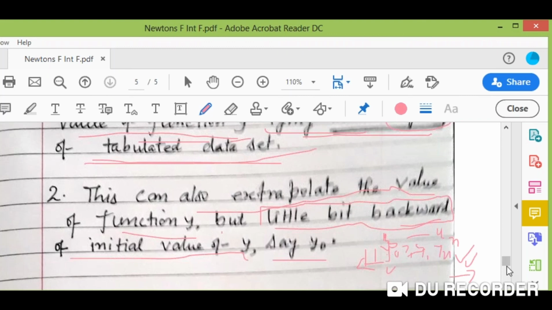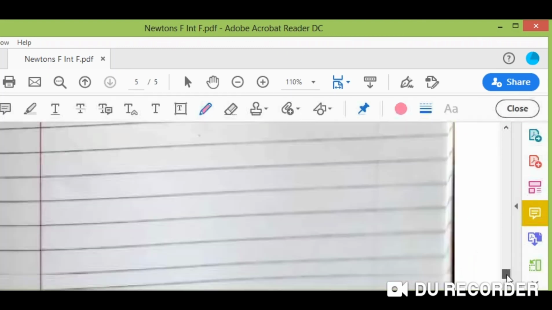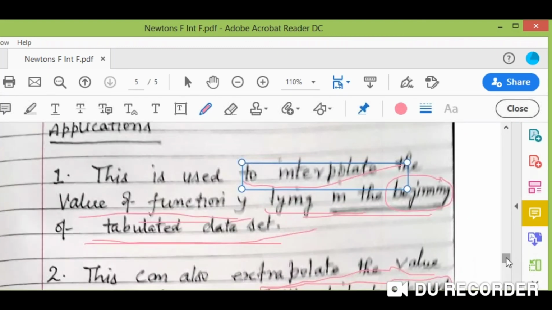Now this theory is okay. Tomorrow I'll discuss the numerical, and after discussing the numerical, this topic will be clear. The further topics may be the backward interpolation formula and others. Now the basics are clear, so I think other things will be very easy to discuss.